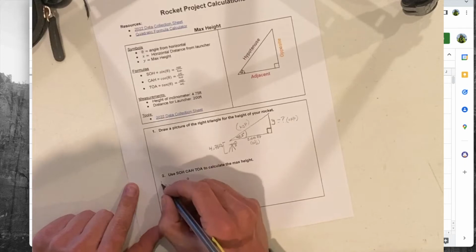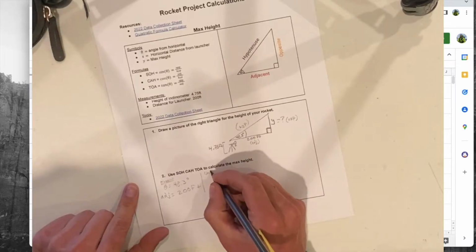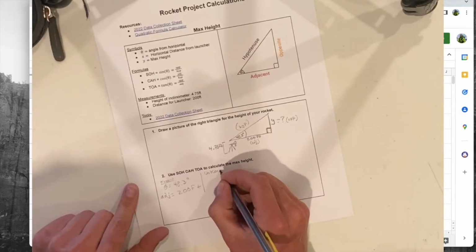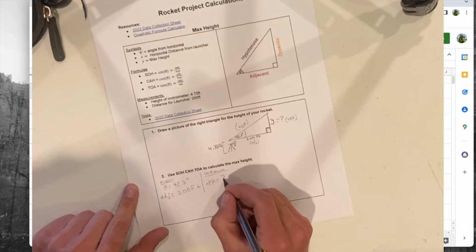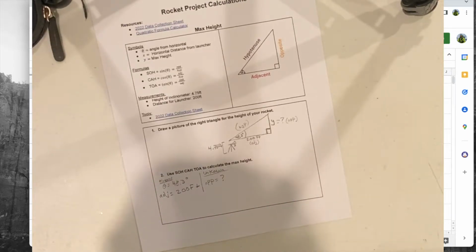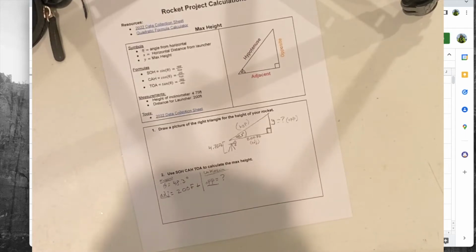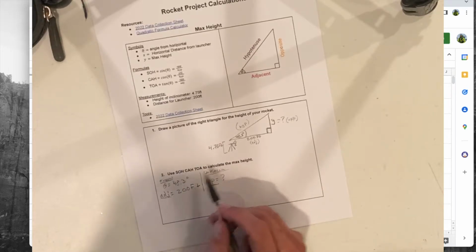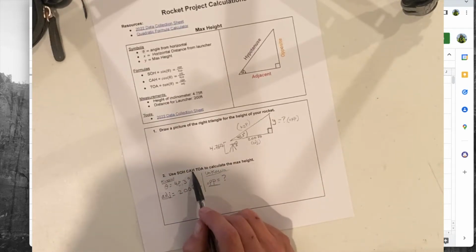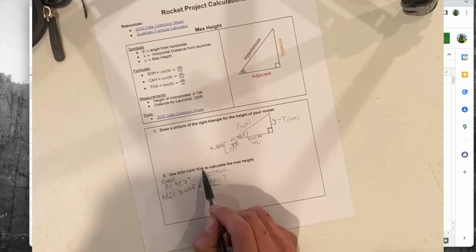And what we don't know is our opposite side. And that's what we're trying to find, is the opposite side. So which one of these functions, SOH CAH TOA, uses the adjacent and opposite? And so if I run through this, sine uses opposite and hypotenuse. That's not what we want. Cosine uses adjacent and hypotenuse. That's not what we want. So that leaves us with tangent, which indeed uses the opposite and adjacent sides.